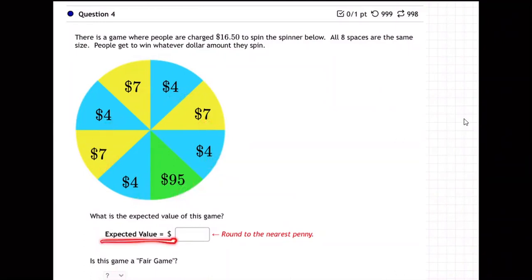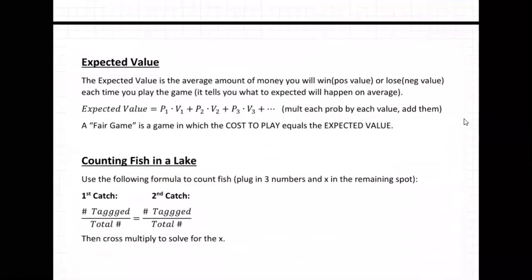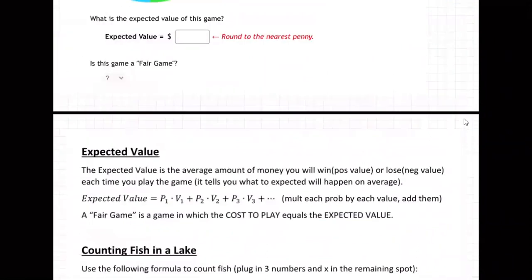Well, they want expected value. How do we do expected value? Well, here's the formula from the notes. Expected value is probability times value plus probability times value plus probability times value, etc. Just multiply each probability by each value and add them up.